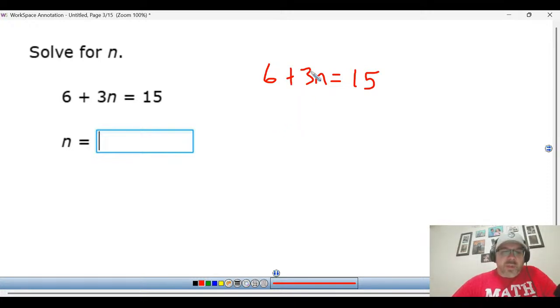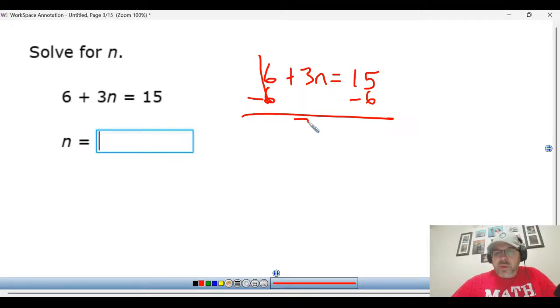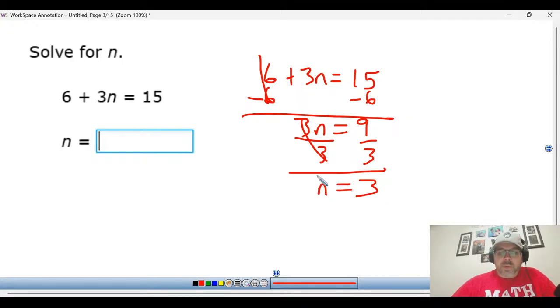So on that side where the n is, we've got a 6. So we're going to subtract 6 from both sides. That goes away. We have 3n equals 9. Then we divide by 3. And n equals 3. All right, another one solved and done. Two-step equations are really cool and fun. I like them.